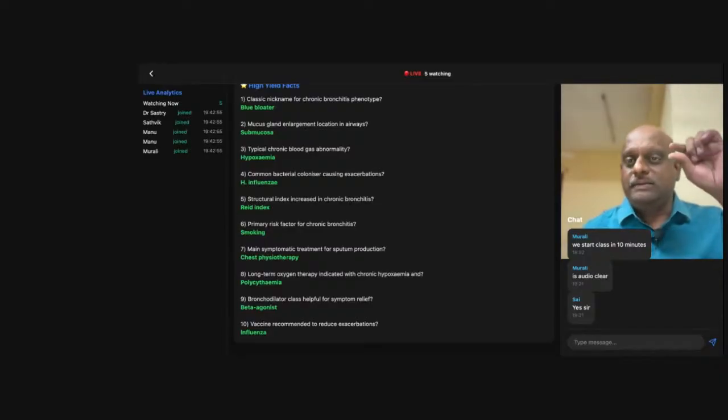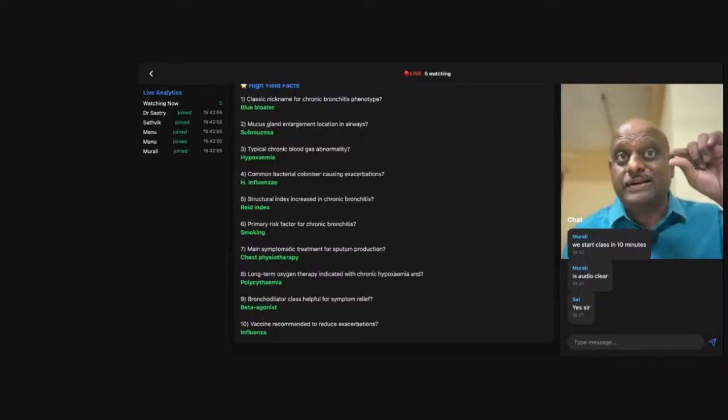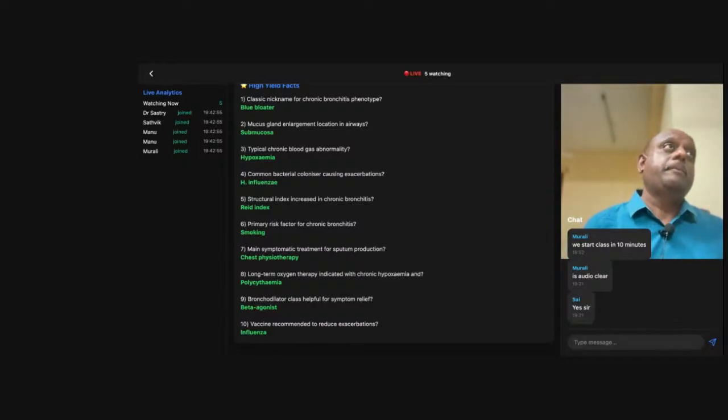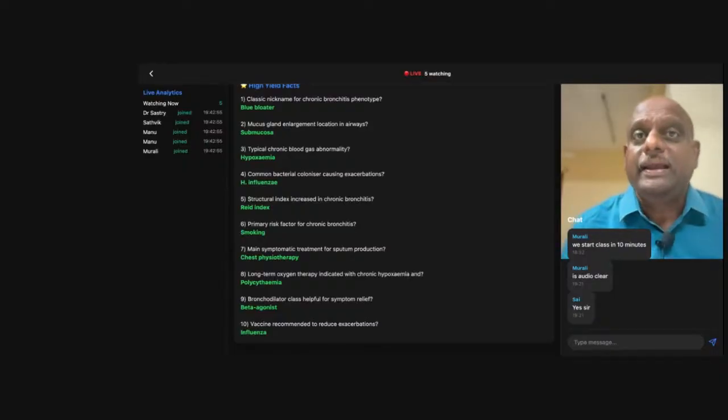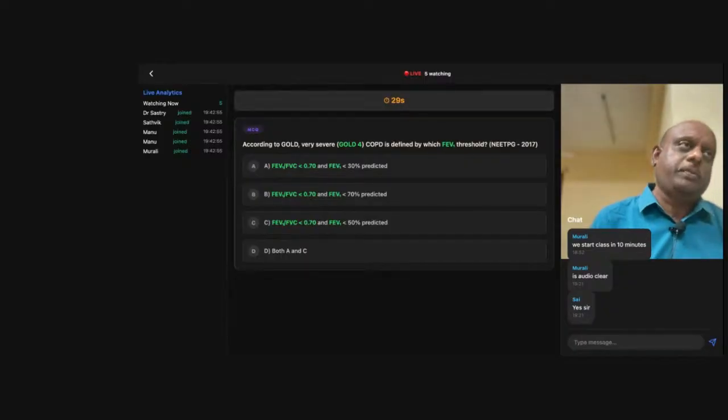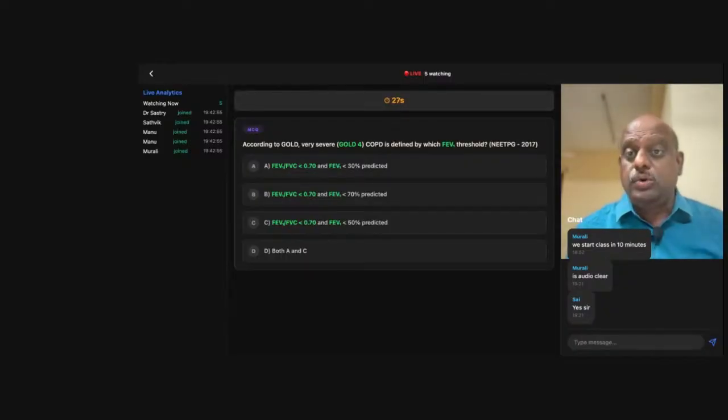And what is being increased? Mucosal thickness, Reid's index. And prolonged hypoxia stimulates erythropoietin, which leads to the development of polycythemia, is what we need to remember. And we use a beta agonist, typically a long-acting one, to bring about bronchodilation.